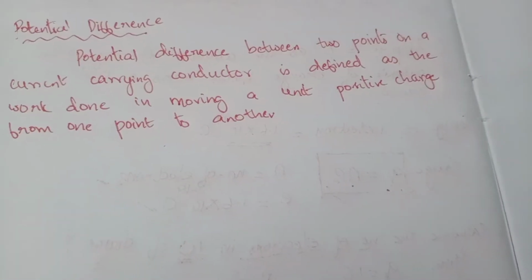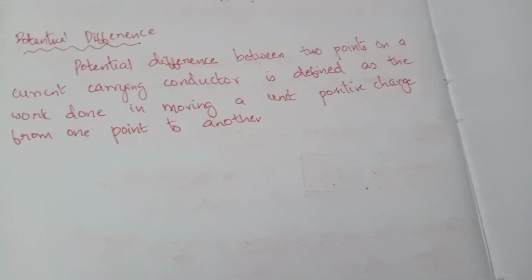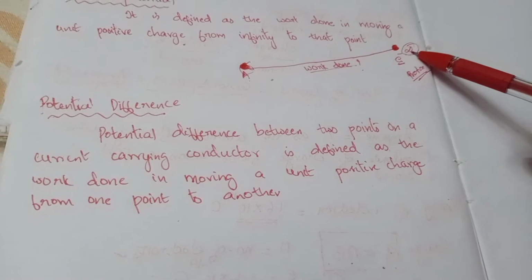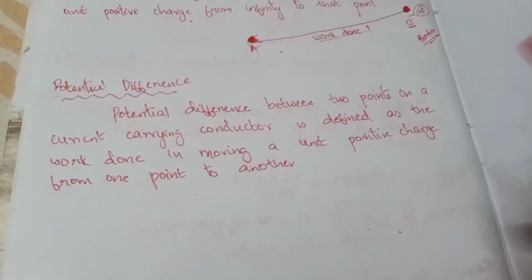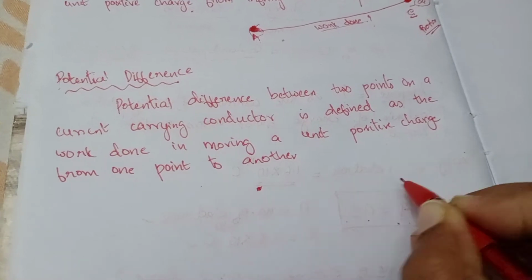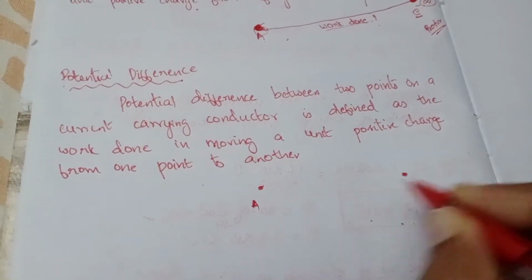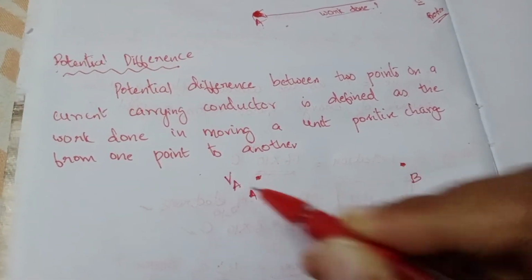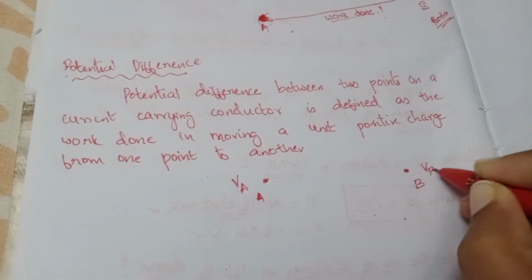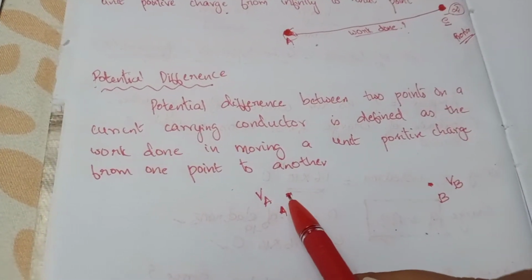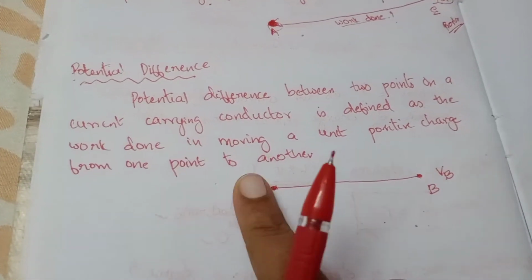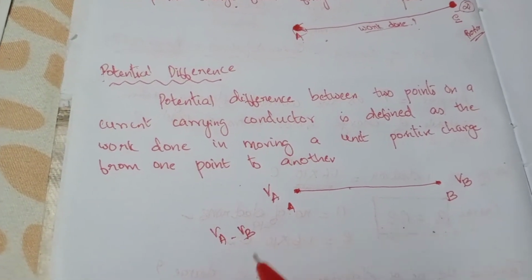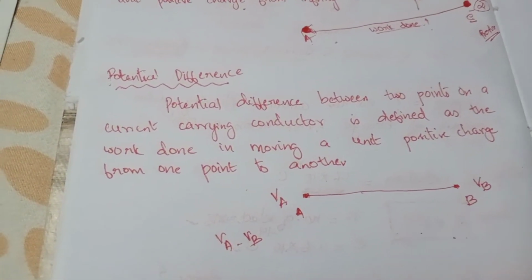Now we are going to study what is potential difference. Both are different. Electric potential means we are moving a charge from infinity to a particular point, right? But the potential difference means I am considering two different points A and B. Let the potential at this point be VA, and let the electric potential at this point be VB. So I need to move this charge from VA to VB. So potential difference is what? It can be either VA minus VB or it can be VB minus VA, depends upon the value.